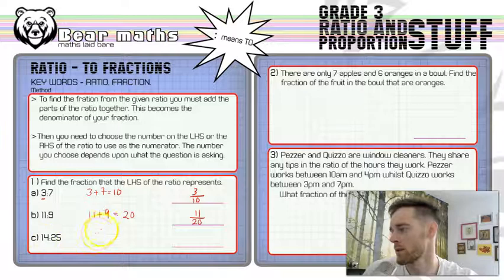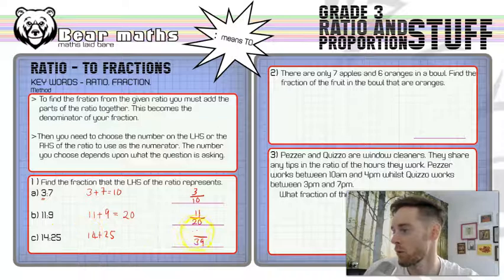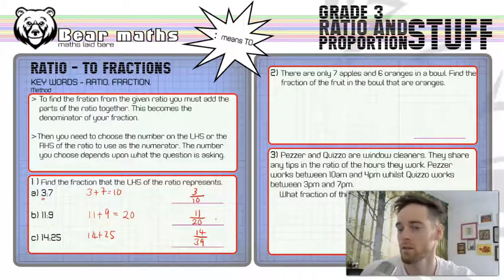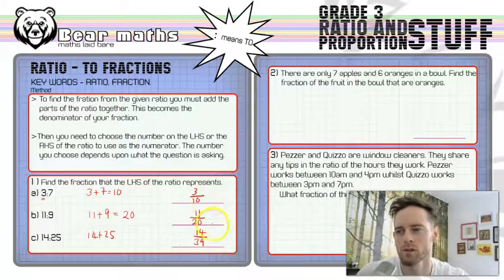So 14 plus 25, and we add that together, that's going to be 39. And if we have the left hand side on top, we've got 14 over 39. Again, something that can't be simplified. But if you can simplify it, obviously do. You've learned that previously. It's always good practice to simplify your answer if possible.